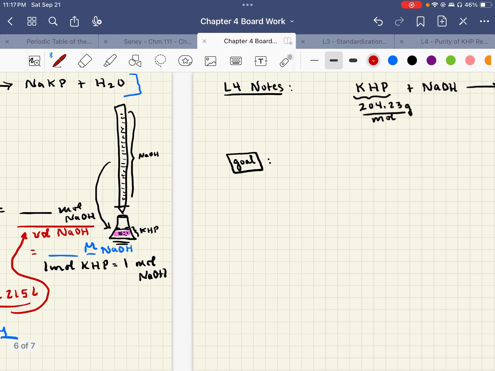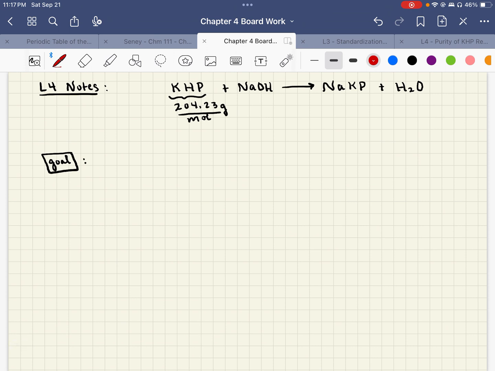Now, in terms of lab 4, we have the same reaction. So we'll use KHP, potassium hydrogen phthalate, hence the 204.23 grams per mole, being consumed by 1 mole of sodium hydroxide yields sodium KP plus water. So the same balanced reaction, but this time our analyte that we're looking for is KHP. So you were given a white powdery substance that had some KHP in it and other stuff. And your goal for this particular lab is to find the percent of KHP in the sample that you were given.